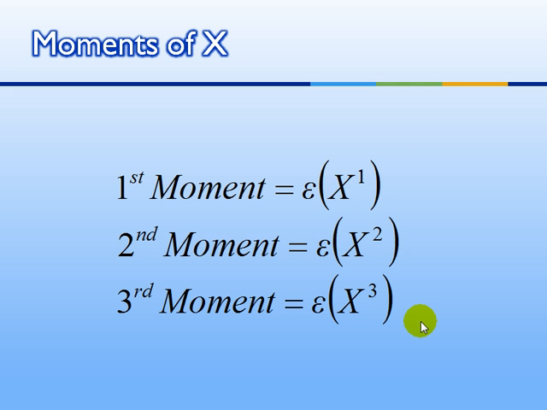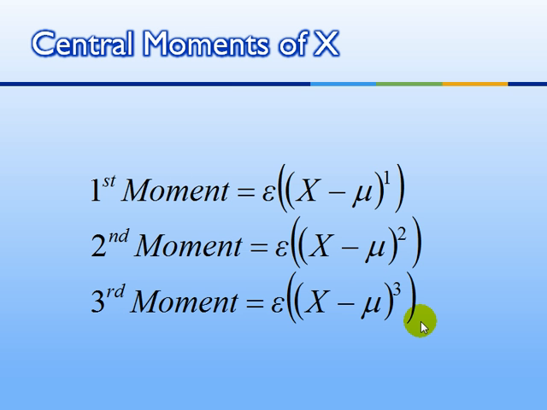Now, there's a different kind of moment in which we subtract a certain constant. The central moments of x are taking x minus the first raw moment, x minus mu, x minus mu, x minus mu. And the first moment, we take it to the first power. With the second moment, we square it. The third moment, we cube it. And we can keep going to the fourth, fifth, sixth power. So these are called central moments, or sometimes they're called moments referred to the mean.